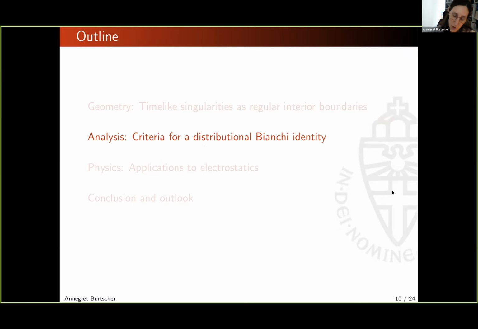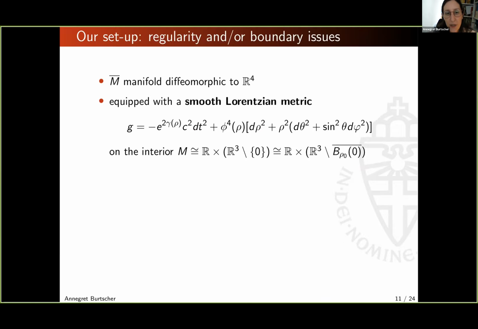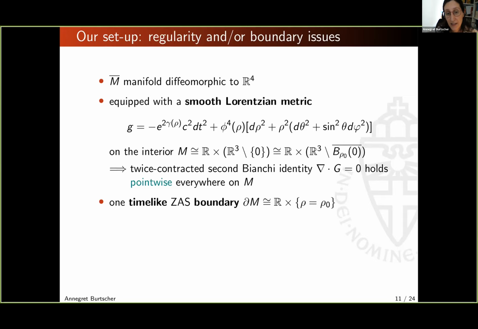So this is the geometric part of it. And now I'm going to do some analysis. I'm going to describe how we want to prove a second Bianchi identity for such spacetimes. The idea, of course, is that we study manifolds with boundary, with these particular kinds of boundaries. Just to recap, we essentially have an extended manifold M bar, which is diffeomorphic to R4. In the interior, except at the center and the central line, this is just a smooth Lorentzian metric, or sufficiently smooth, could be C3, which implies that the second Bianchi identity holds pointwise everywhere, except at the singularity at the boundary itself. And so we have this one-dimensional timelike SAS boundary, which is blown up to this rho equals rho naught.